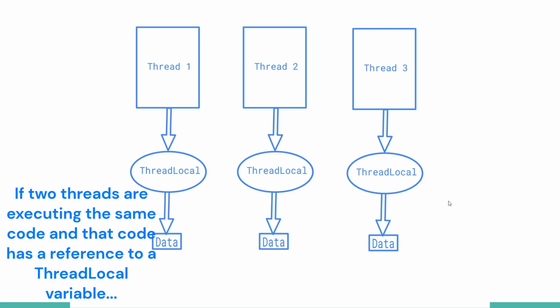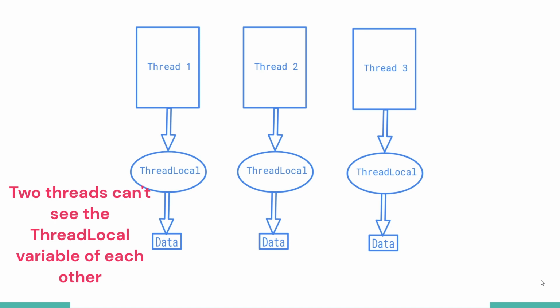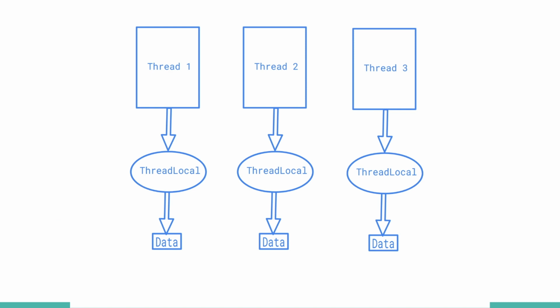If two threads are executing the same code, and that code has a reference to a thread local variable, then the two threads can't see the local variable of each other. This is useful when you have data that needs to be shared within the context of a single thread, but isolated from other threads.